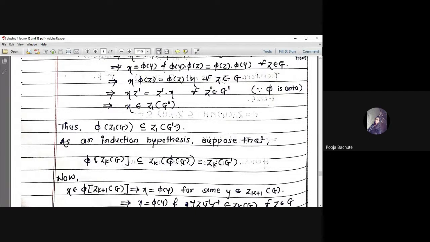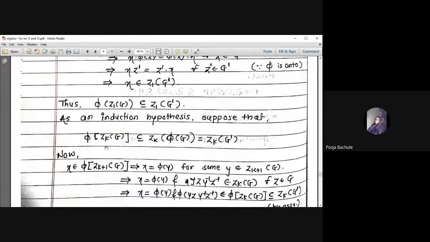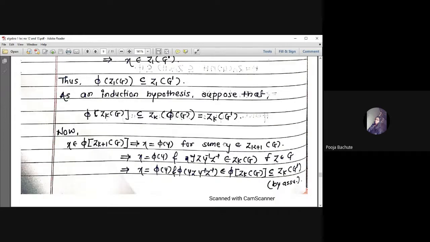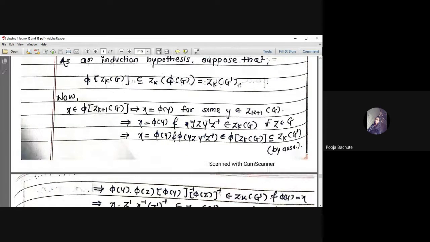Okay. So as an induction hypothesis, suppose this statement is true for k. Okay. Then what we have? Phi of zk of g is contained in zk of phi of g. Okay, but phi of g is nothing but g dash. Okay. Why? Because phi is onto homomorphism, which is equal to zk of g dash. Assuming this statement, we have to prove this statement is also correct for k plus 1.